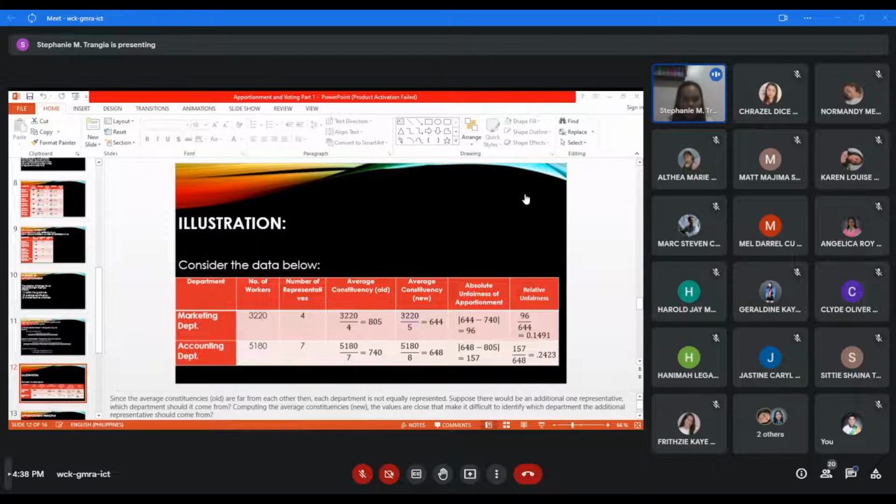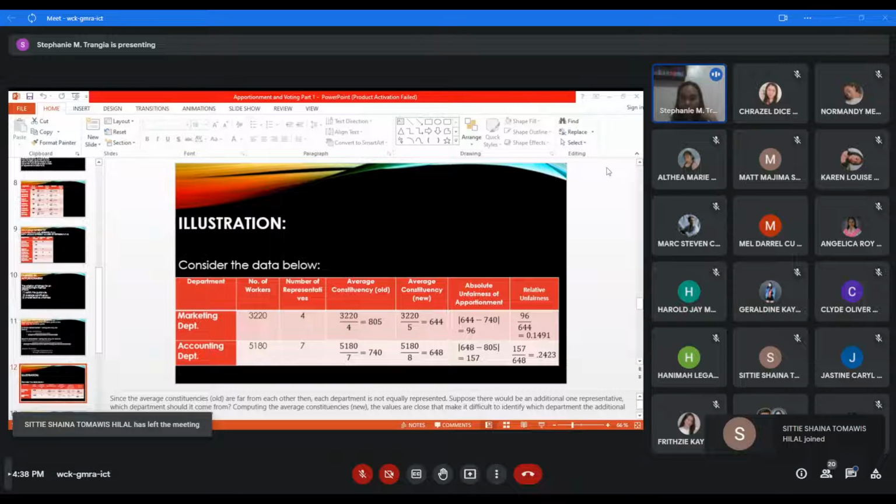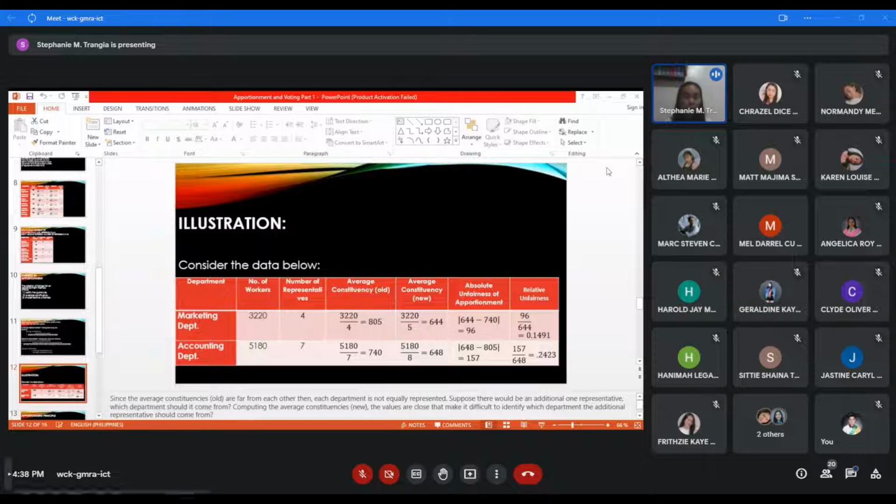For the average constituency of new, meaning if the department receives a new representative: from 4, you only need to add 1, so it becomes 5, and you divide by that. That makes the average constituency of new. So that's 3,220 divided by 5, which is 644. And for the new accounting department, that's 5,180 divided by 8, so that's 648.